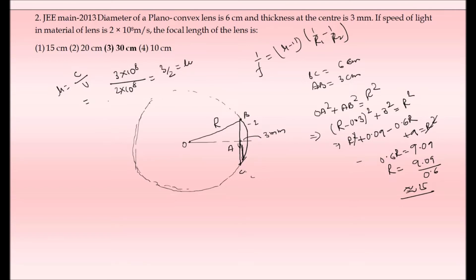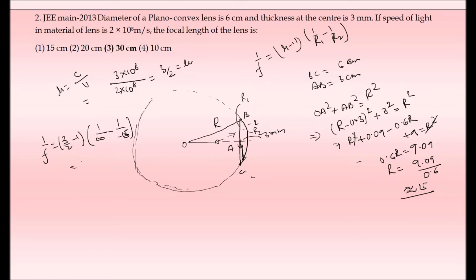And R comes equal to 15. So now we can apply the formula very easily: 1 by F is equal to (3 by 2 minus 1), and this is R1, the first surface, and this is R2. The radius of the first surface is infinity, so 1 by infinity, minus, and the radius of the second surface comes with a negative sign, so minus 15. As if the object is placed here, then the light ray comes in this way.